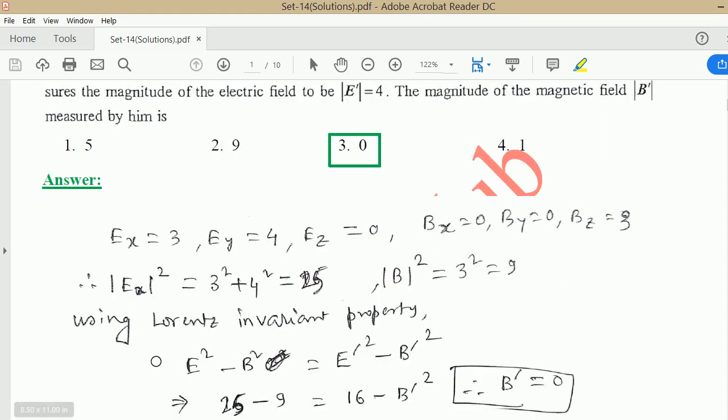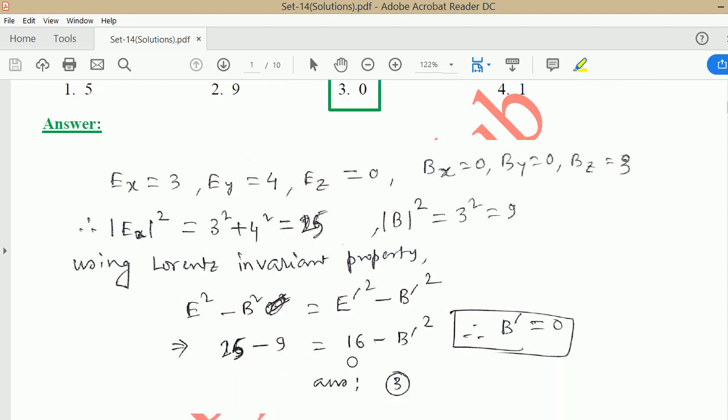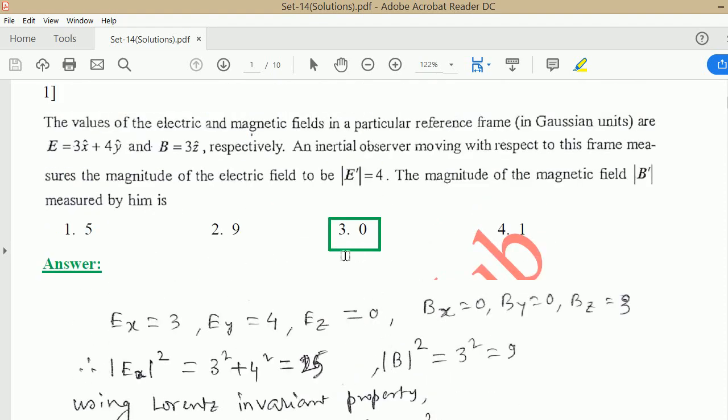So using the Lorentz invariant property, we know that E square minus B square equals E prime square minus B prime square. E square means the modulus of this, so 3 square plus 4 square equals 25. So 25 minus 9 equals 16 minus B prime square. Now this left hand side produces 16 and 16, so B prime must be 0. So it is matching with option 3.